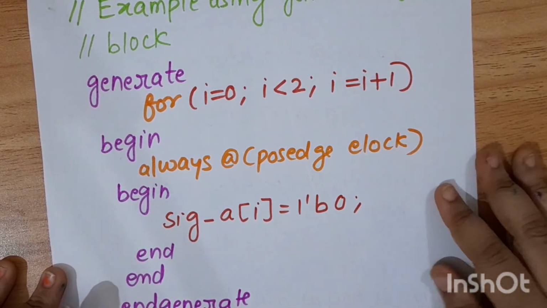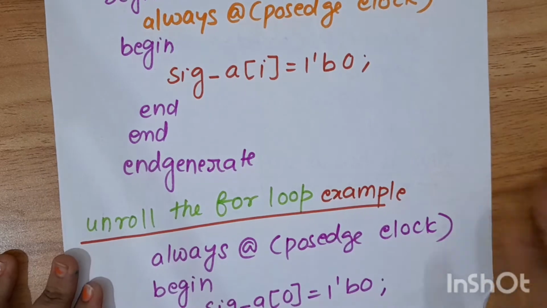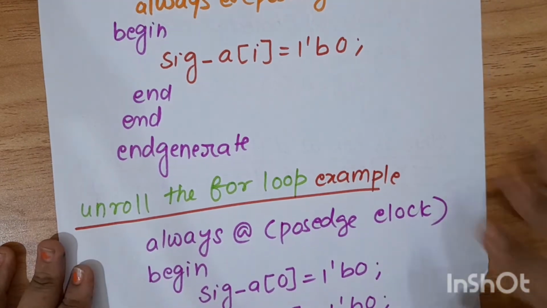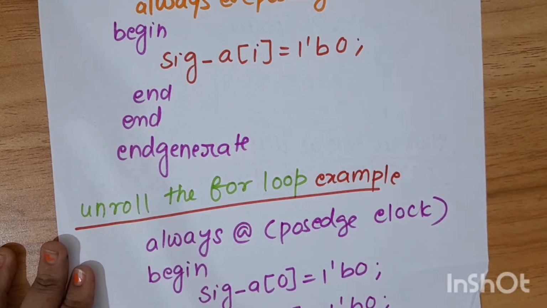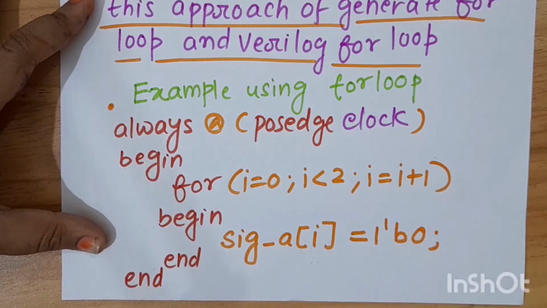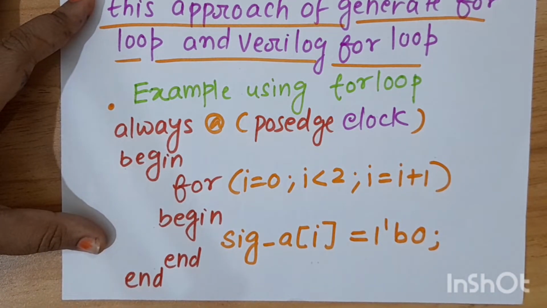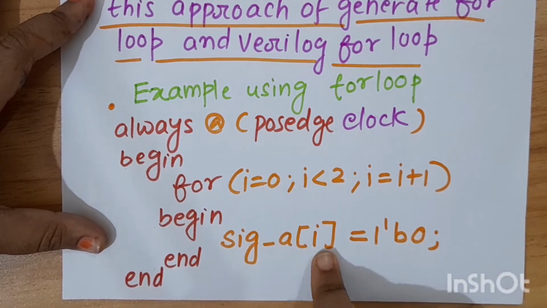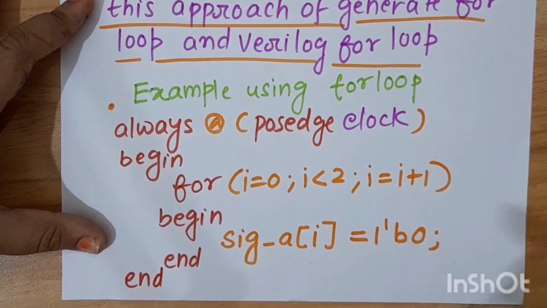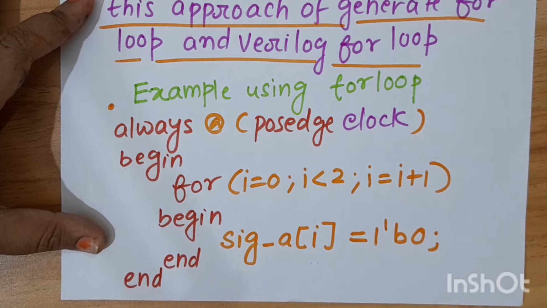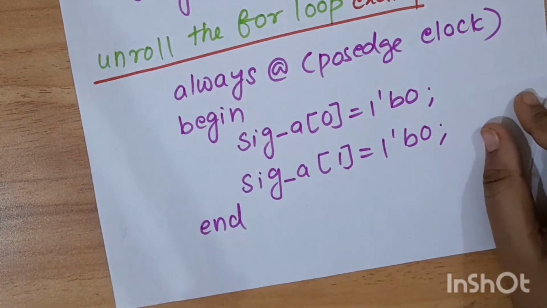Now we will unroll the for loop example. First example, the Verilog for loop. Okay, I will unroll it. This was the Verilog code. At the passage of the clock, we were having a for loop. So I can put it like this. Instead of the for loop, I can have sig_a0 = 1'b0; sig_a1 = 1'b0; So here that is what has been put.